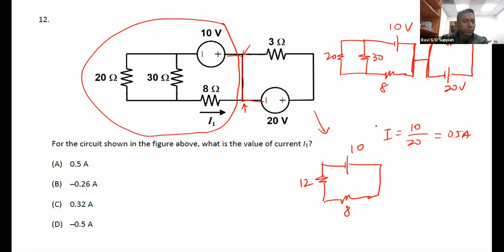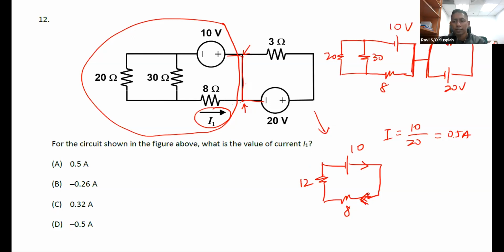As you can see, the 0.5 ampere is current flowing where? In this direction. Rightfully, the current flowing through the 8 ohm resistor is supposed to be in this direction. But the arrow that is drawn is in the opposite direction. So now your answer has to be with reference to the arrow that has been drawn.